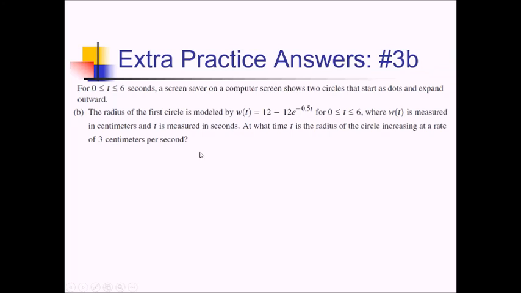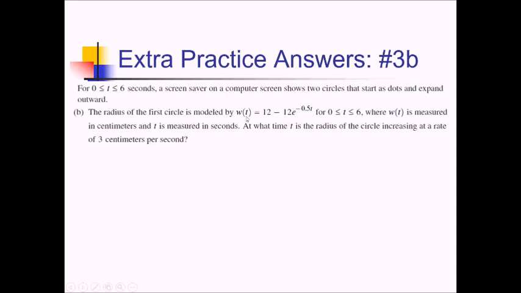For the second part of this problem, we're told that the radius of the first circle is modeled by this w of t function. And we want to know at what time is the radius of the circle increasing at a rate of 3 centimeters per second. So in order to solve this, we basically need to figure out what w prime looks like. We need the rate of change of the radius of the first circle. And then we just need to set that equal to 3.